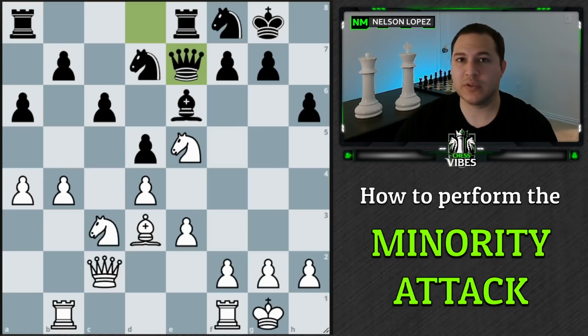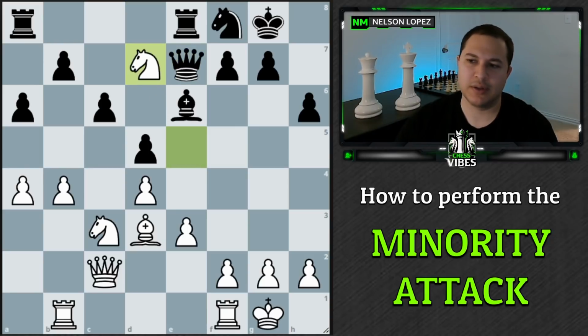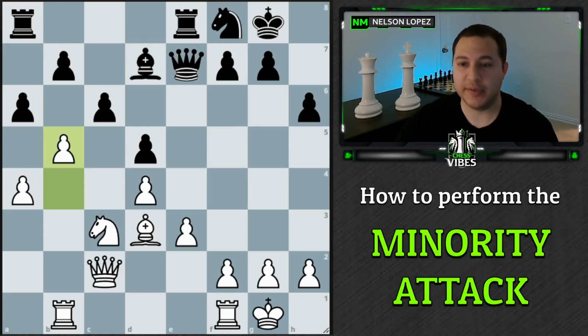And what do you think the next move is going to be? Well, actually, great question. We trade here. Now what do you think the next move is going to be? B5. And we have essentially accomplished the first step of the minority attack. We've pushed this pawn to B5 and we're ready to take it and create the backward pawn.